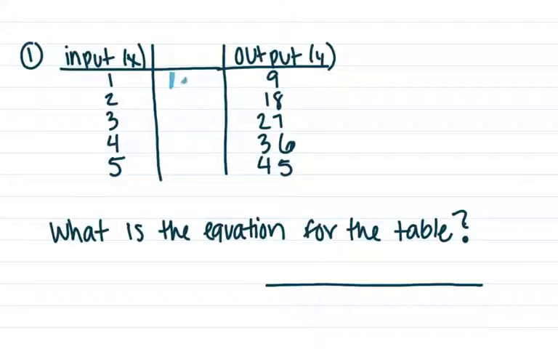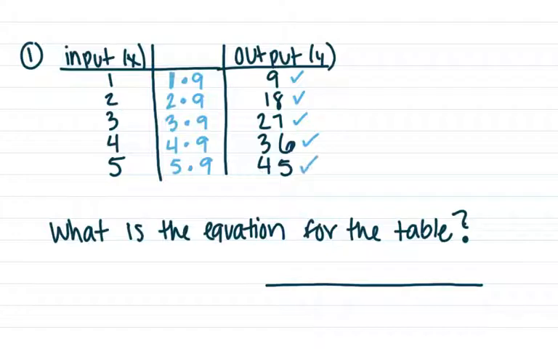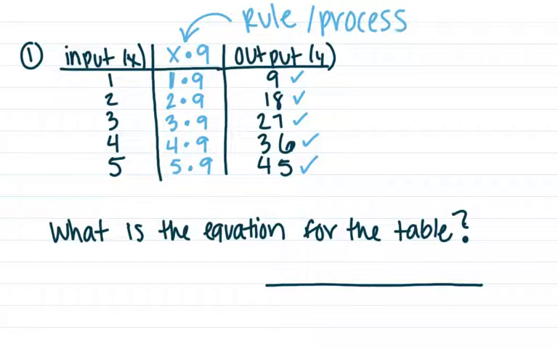So 1 times 9 is 9. Okay, check. 2 times 9 is 18. Yes. 3 times 9 is 27. 4 times 9 is 36. I have a pretty good feeling I figured out the rule here. And 5 times 9 is 45. So the process, the rule that's happening in this table is whatever these x's are, I am multiplying them times 9. This right here is our rule or our process for this table. It's what's happening to my inputs in order to get my answers, my outputs.